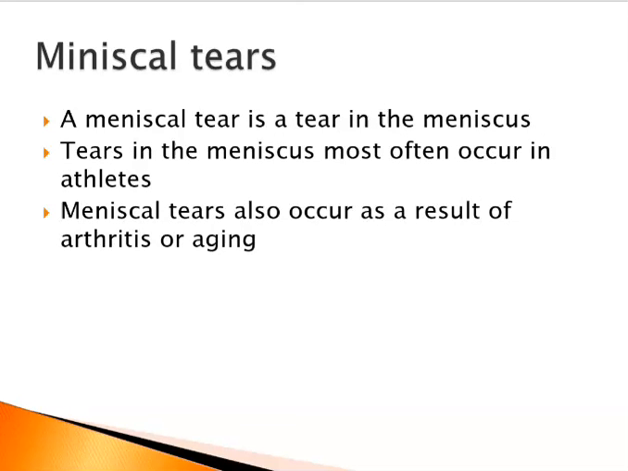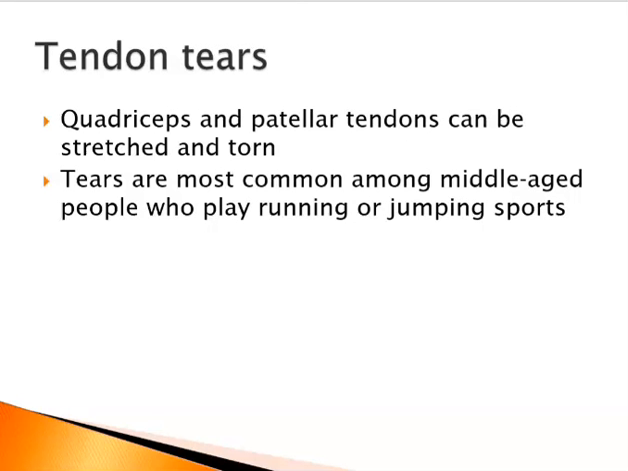Meniscal tears. A meniscal tear is tear in the meniscus. Tears in the meniscus most often occur in athletes. Meniscal tears also occur as a result of arthritis and aging. Tendon tears. The quadriceps and patellar tendons can be stretched and torn. Tears are most common among middle-aged people who play running and jumping sports.